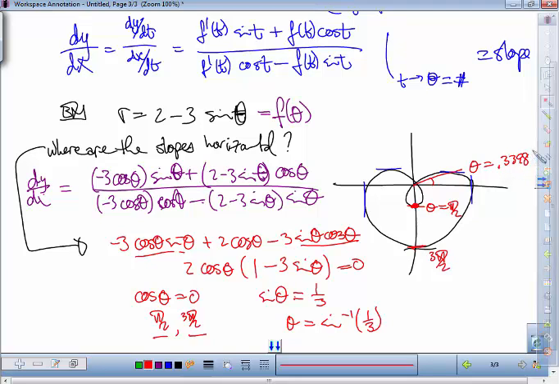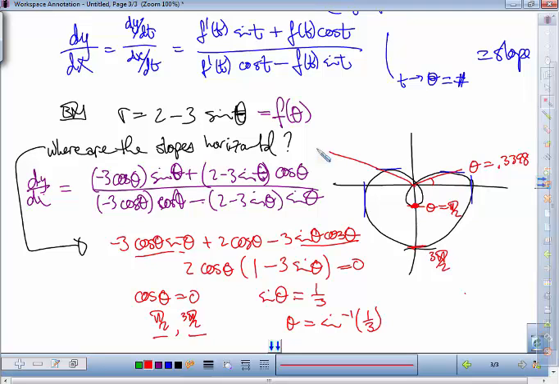So in radians, 0.3398 gives us the angle where we have that other horizontal line, right? And so how are we going to find this angle? How well do you remember your trig?